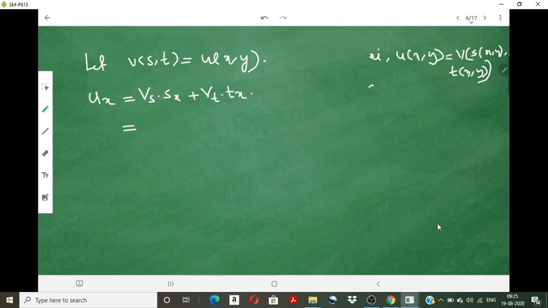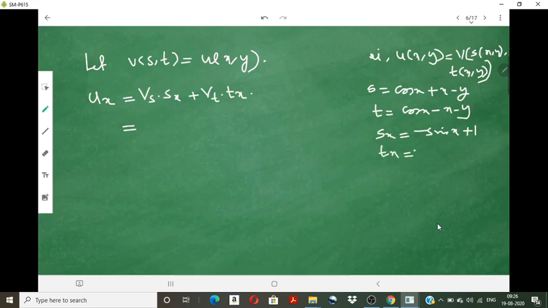Now we know what s and t are. s is cos x plus x minus y. t is cos x minus y. So here s_x is minus sin x plus 1. t_x is minus sin x minus 1. s_y is minus 1. t_y is also minus 1.